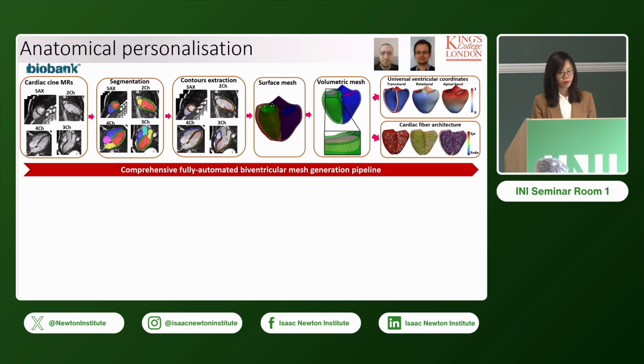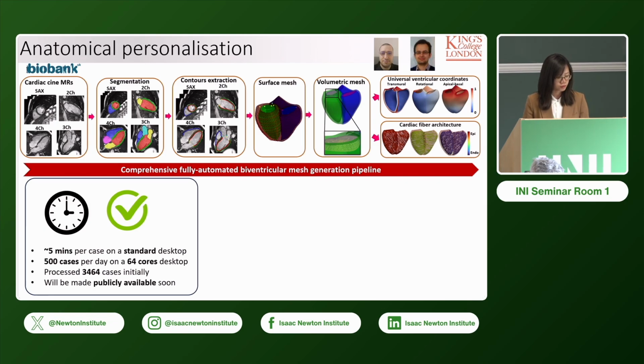This whole pipeline has been written in Python, and currently works as separate modules. It takes only 5 minutes to process one case on a standard desktop. We have already processed a cohort of 3,464 cases as the initial cohort, and we are going to make this pipeline publicly available soon.